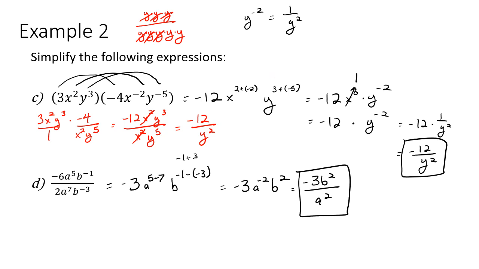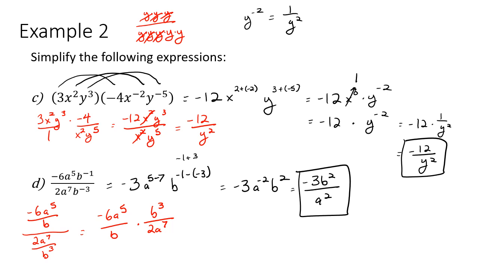Similarly, for part D, if I think of the numerator as negative 6 a to the fifth divided by b, bring the b to the negative first down to the denominator, divide this by the bottom, which is 2a to the seventh divided by b cubed. Dividing by a fraction is the same as multiplying by its reciprocal.